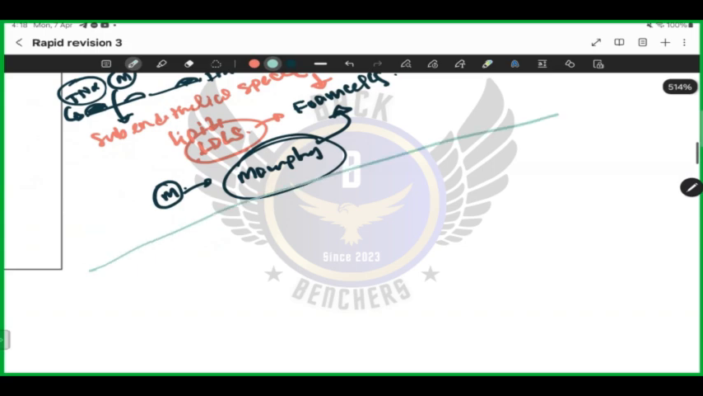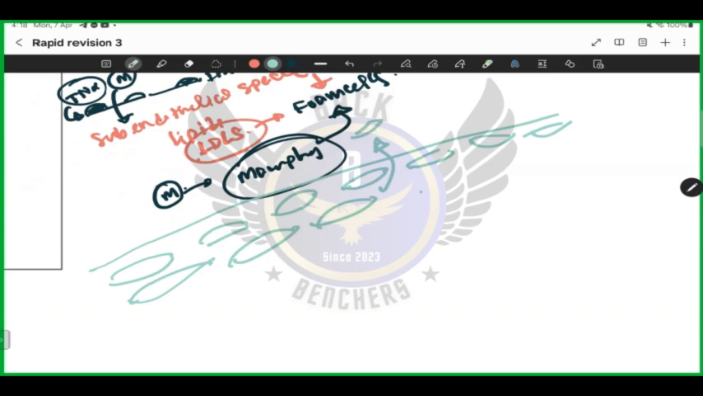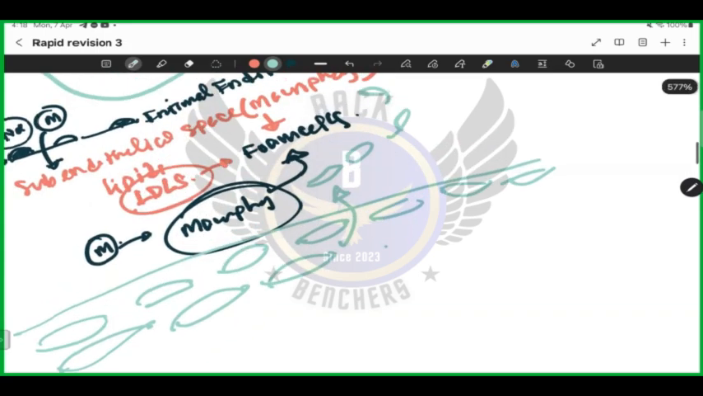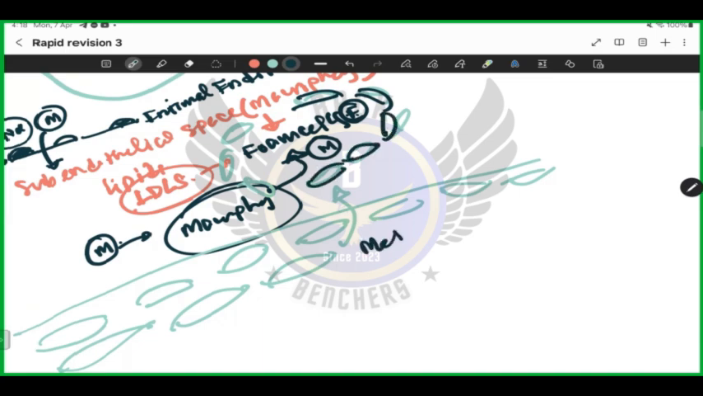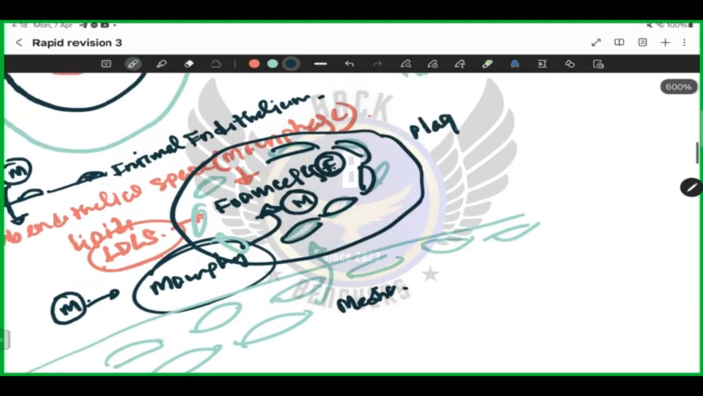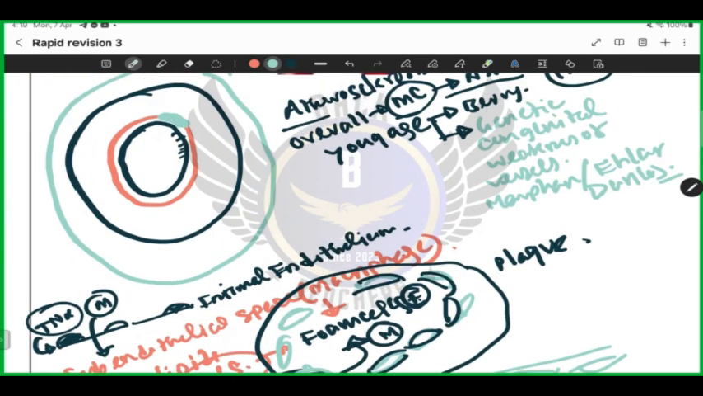Now, from the media, the smooth muscles of the media migrate here and proliferate around these foam cells. Now what happens? Here we have monocyte, macrophage, foam cells, and smooth muscles from the media. And this is an atherosclerotic plaque. Here we have an atherosclerotic plaque.